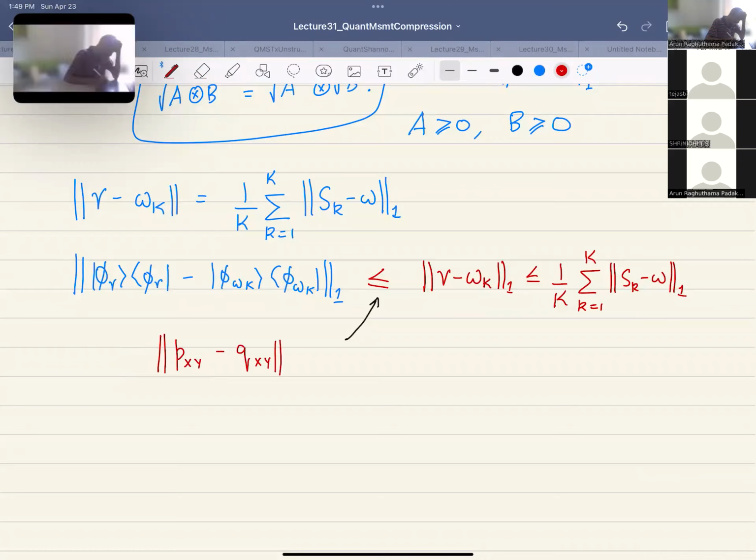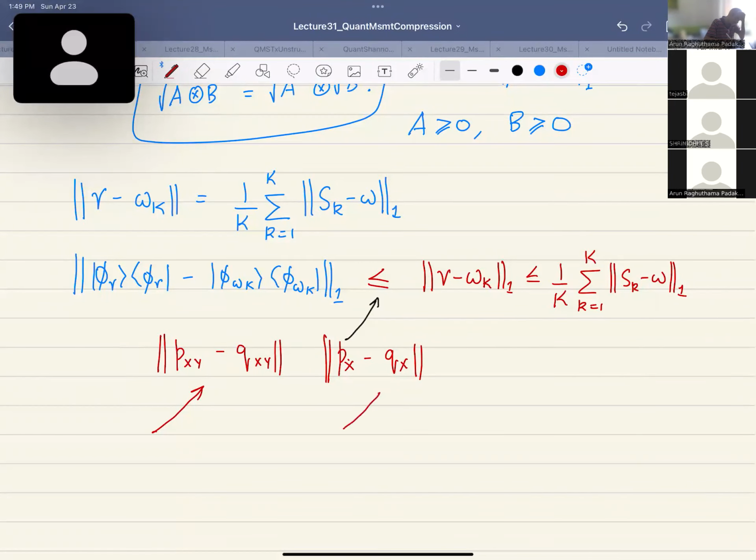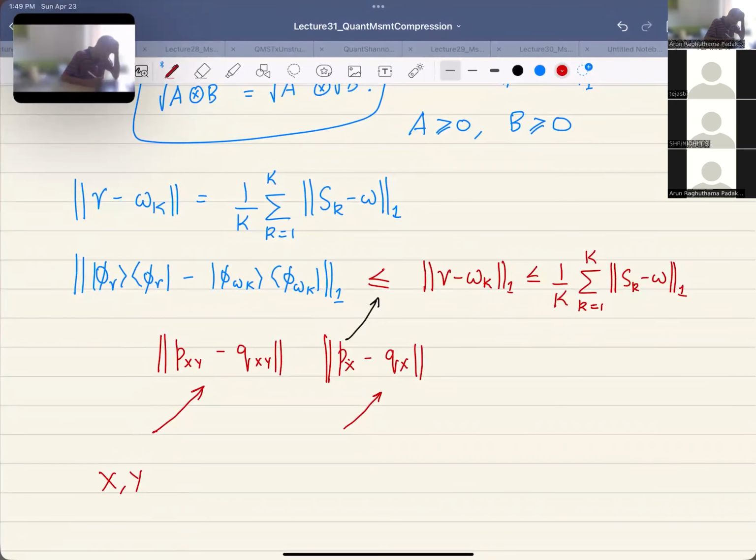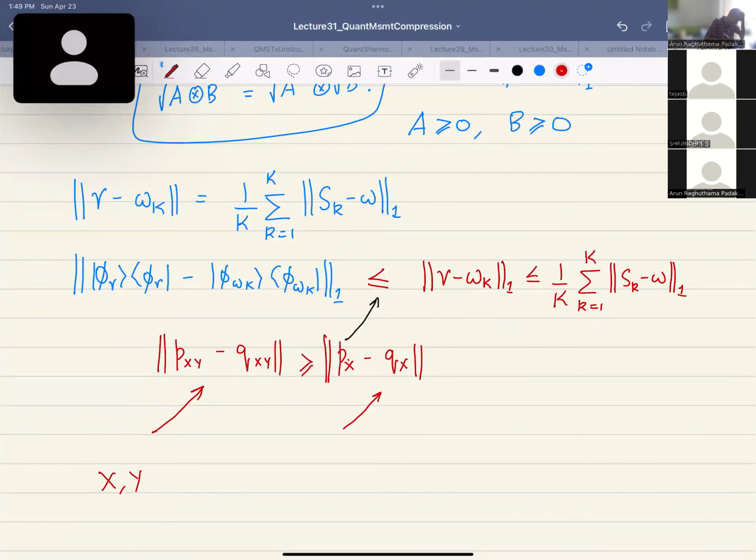So if I take the partial trace, I'm going to get Px and Qx, right? Distinguishability: if I'm given two variables of P or X, as against one variable with respect to X, I'll be able to distinguish better, which means that the distance is more than this. That will not help us here.